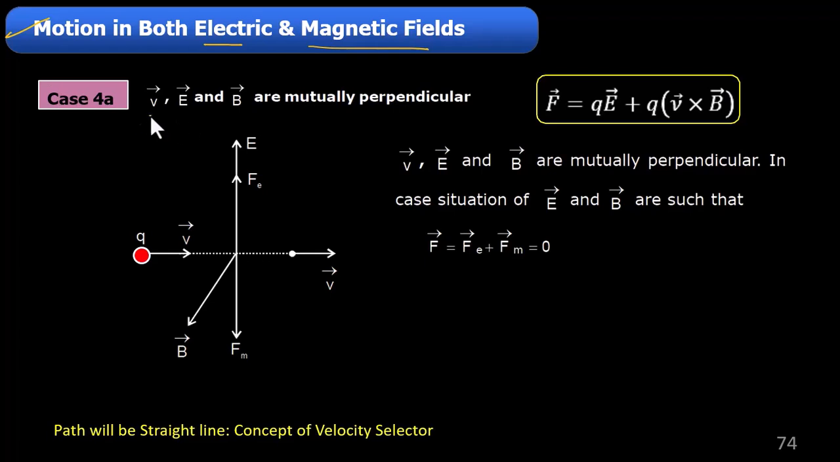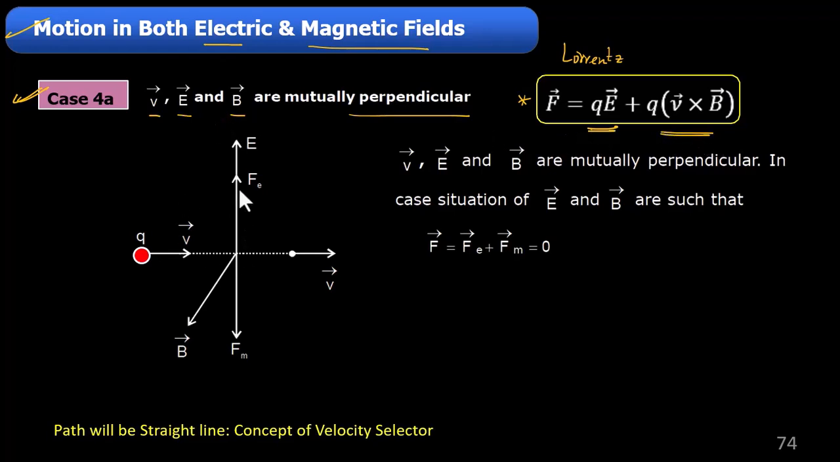Where the velocity vector, electric field vector and B vector are mutually perpendicular to each other. So this is case number 4a. If the velocity vector, electric field and magnetic field are perpendicular to each other, then I know that the total force acting on the charged particle is the Lorentz force, which is basically the vector addition of the electric force plus the magnetic force.